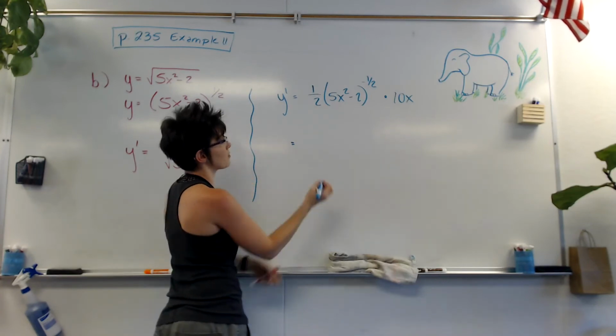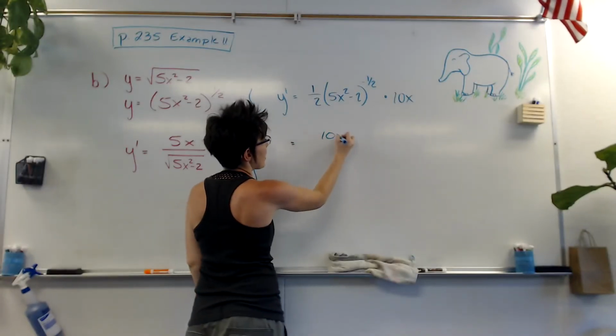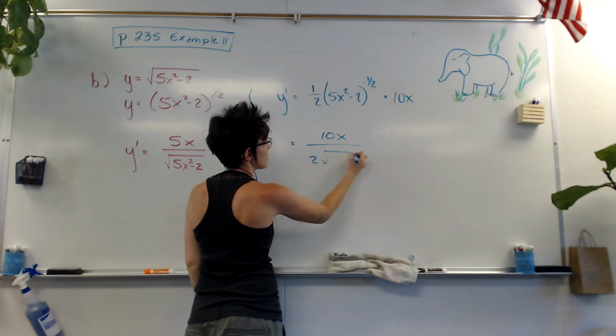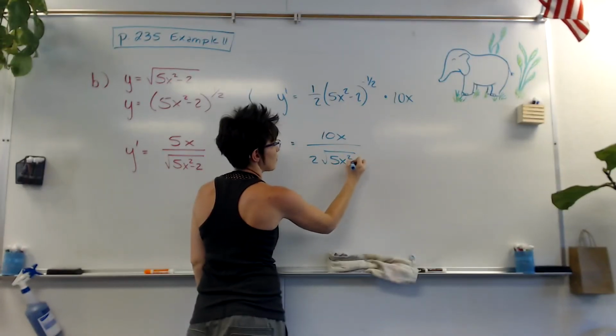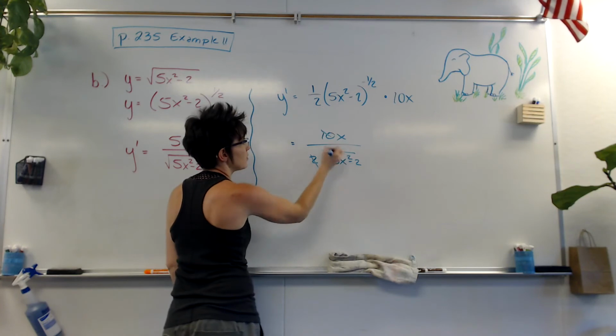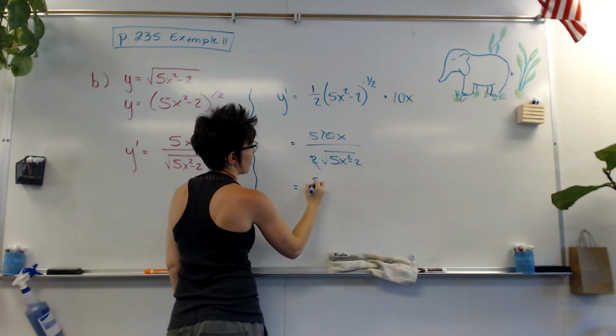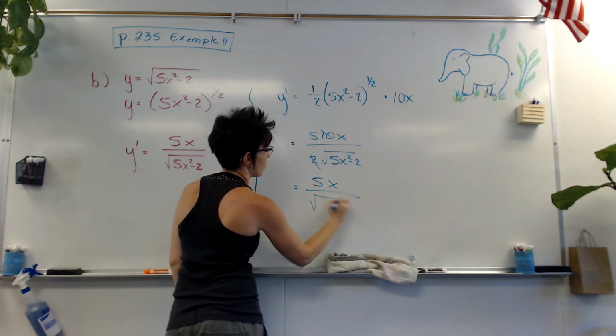And so I'm gonna simplify this quickly. It's gonna be 10x over 2 times the square root of 5x squared minus 2. And then those 2's cancel there, and I have the 5x over the square root of 5x squared minus 2.